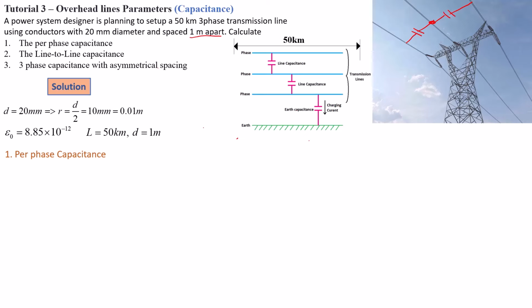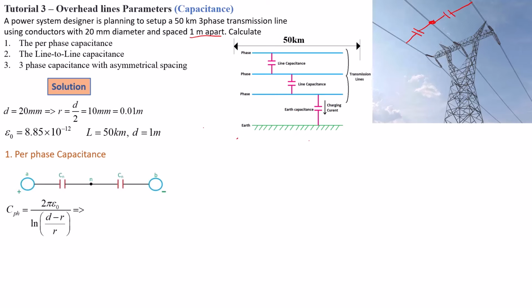Now, to calculate the per phase capacitance of a transmission line, let's consider we've got phase A and phase B, and we've got a neutral wire here. So that basically means we're going to have a capacitor between neutral and phase A and between neutral and phase B. Now, if the distance between these two phases and the neutral is basically equal, spaced at 1 meter, that basically means the per phase capacitance must be this capacitance times 2.